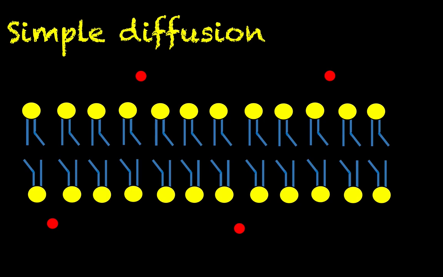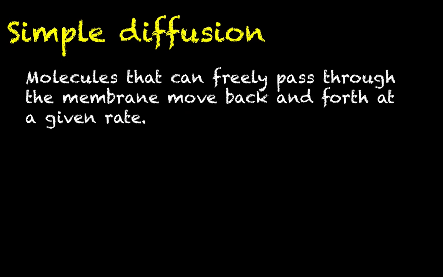Simple diffusion is the type of membrane transport that we introduced in the previous video. This is going to involve small, nonpolar molecules moving freely by squeezing in between the gaps in between neighboring phospholipids. In the previous video, we of course discussed some of the rules that dictate which kinds of molecules prefer to do this. So this, as we said, is going to involve molecules that can freely pass through the membrane because they are small, because they are nonpolar, because they are electrically neutral, and they're going to be moving back and forth from either side of the membrane at a given rate.